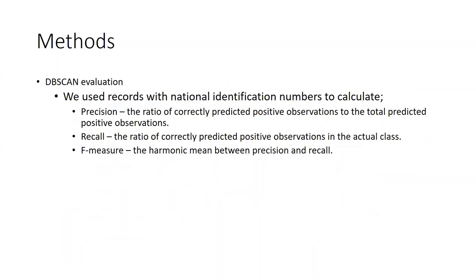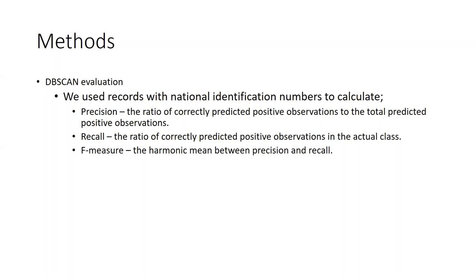So after we ran this whole process, we evaluated the performance of our clustering technique using records with ID numbers. So the records with ID numbers acted as our ground truth, and we calculated precision, recall, and F measure. So precision is the ratio of correctly predicted positive observation to the total number of predicted positive observation. So precision is true positive over true positive plus false positive. And then recall is the ratio of correctly predicted positive observation to the actual class.